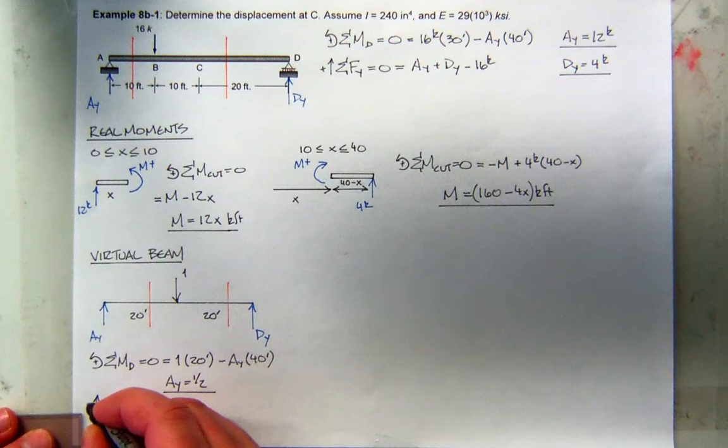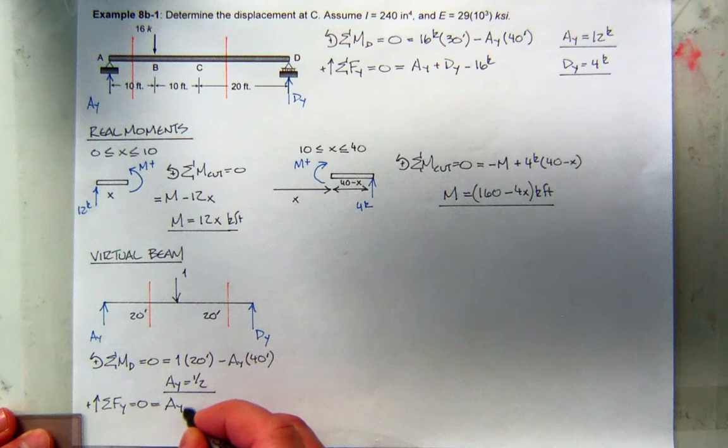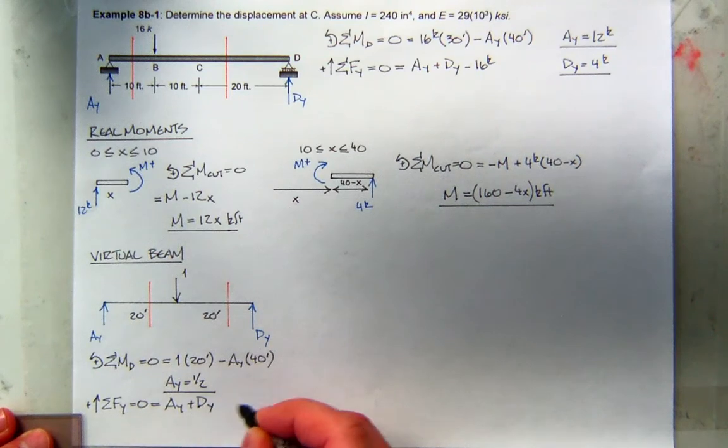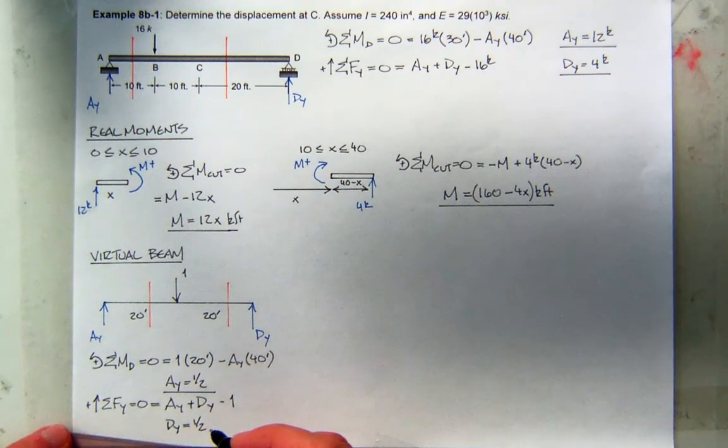And then quickly you can sum forces in the y direction. Both AY and DY are up, so they're positive. Our unit load is negative, acting down. So you can quickly see that DY is also 1/2. So I found my reactions.